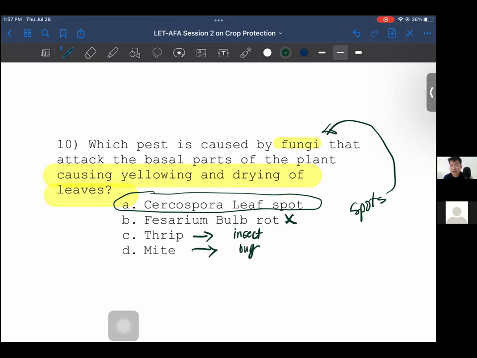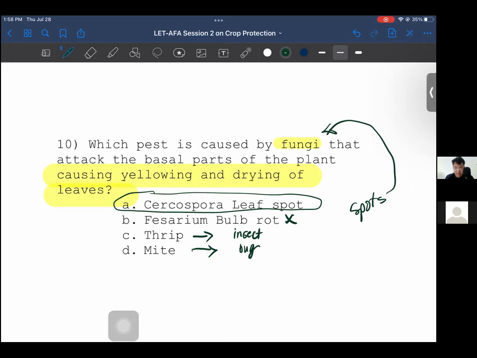Because from the question alone, we already know that it is about leaves. So this letter B is out, because it is a bulb. So this also entails knowing the common parts of your plant. What are bulbs? What are leaves? What do we mean when we say stem? Branches? Are branches and stem the same? So, have a review of the main parts of plants, because it can even help you in answering complex questions like this.